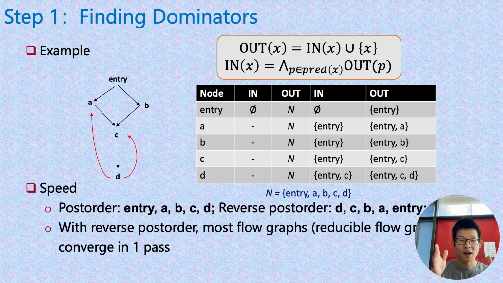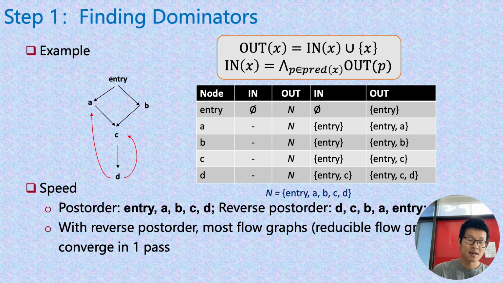Once the first pass is finished, the data flow analysis is done. So from the results, we can see that the entry node dominates all the nodes in the flow graph, and every node dominates itself. And lastly, we have the node C. C dominates node D.